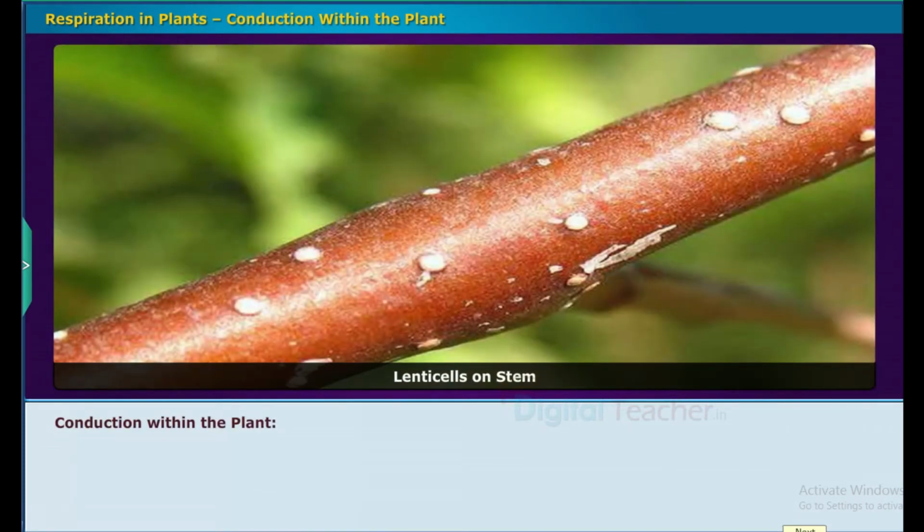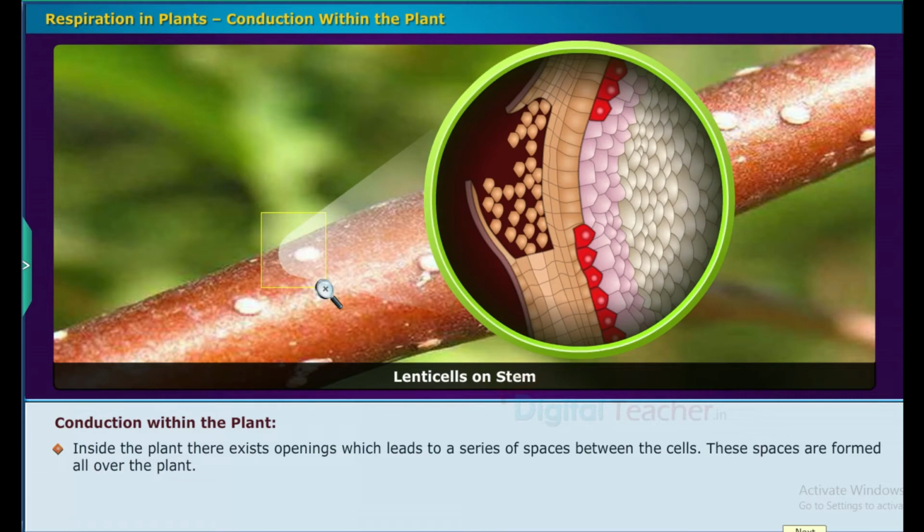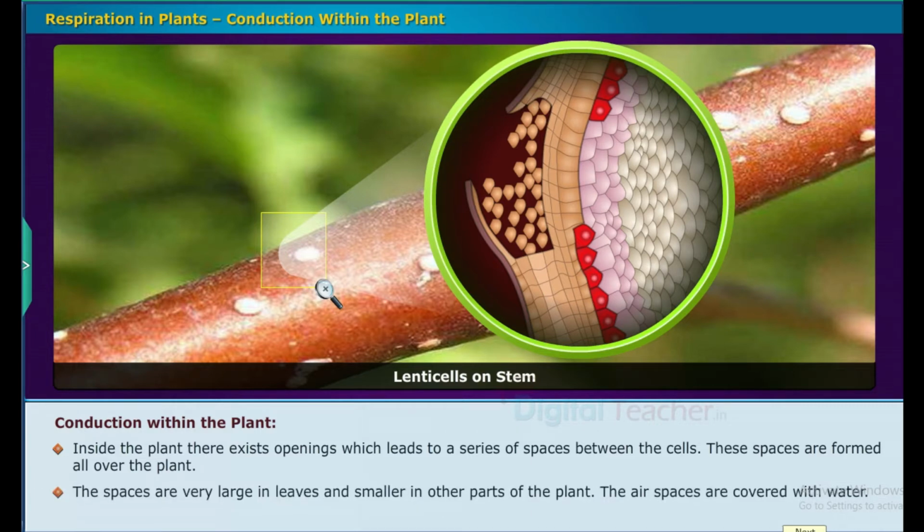Let us learn the conduction within the plant. Inside the plant, there exist openings which lead to a series of spaces between the cells. These spaces are formed all over the plant. The spaces are very large in leaves and smaller in other parts of the plant. The air spaces are covered with water.